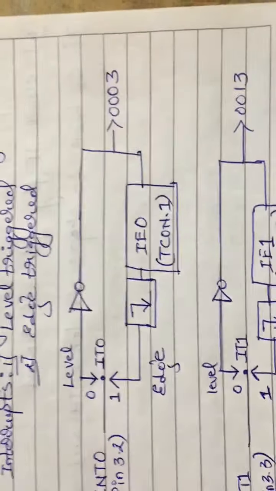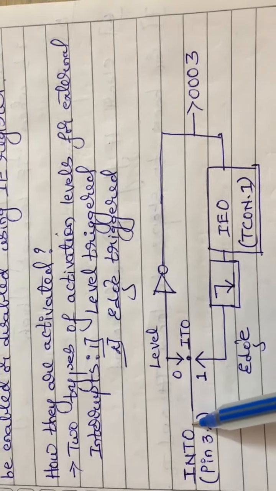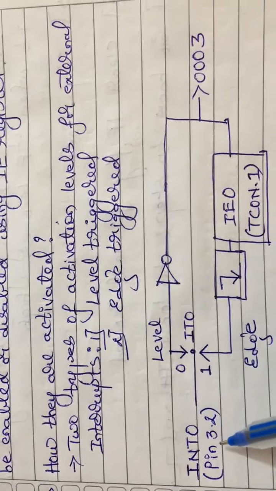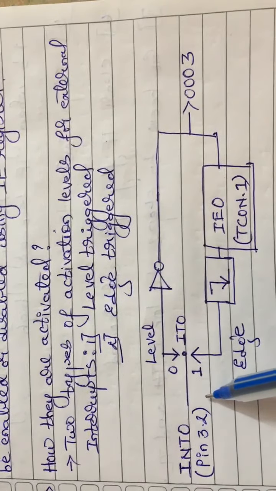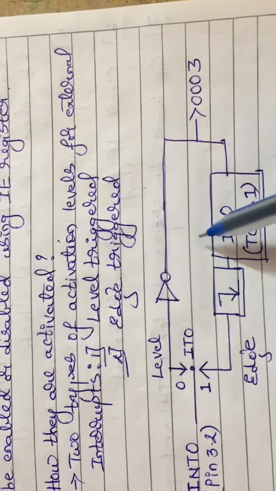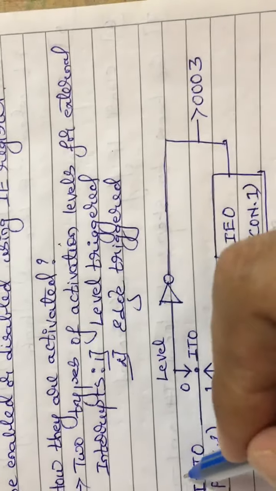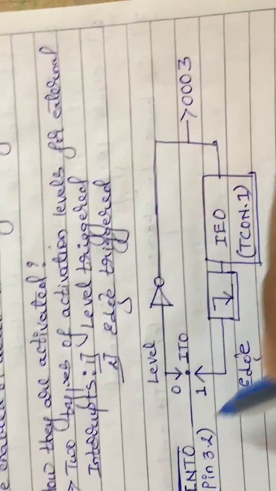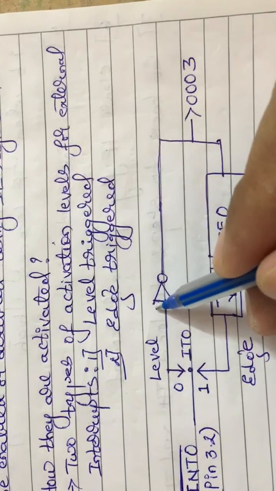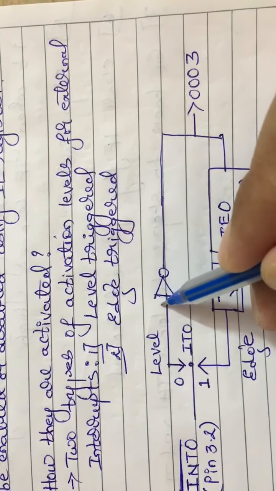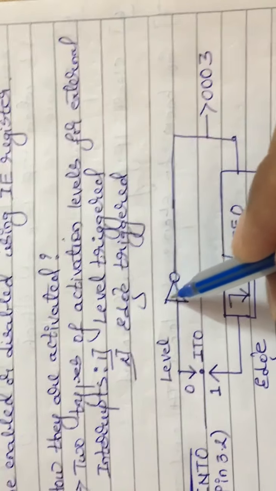Let us look at one diagram here. Let us take INT0, that is with respect to pin 3.2. Here I have drawn one diagram. INT0 is represented by INT0 bar here, so usually it will be in the high state. When the input here is equal to 0, then the output will be equal to 1. So this is called level triggering.